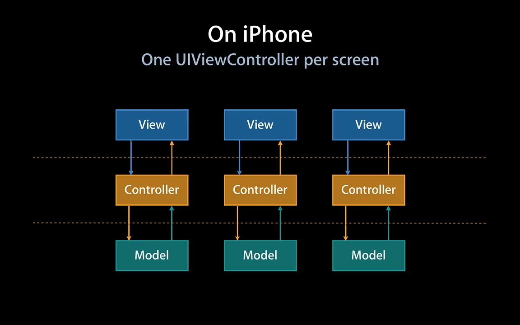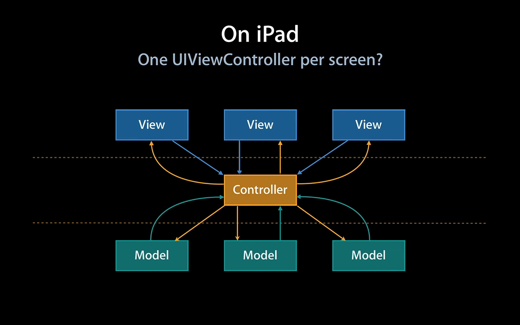Now, a lot of times, the easiest way to implement that is having one UI view controller per screen. And you have this little sandwich, right, with a view on the top that's being managed by a UI view controller, and then the model data to support the data that's being shown in that view. And you have one of those per screen. Now, if you think about taking that over to the iPad, you might be tempted to make just one controller, because now all those views can fit on the screen at the same time.